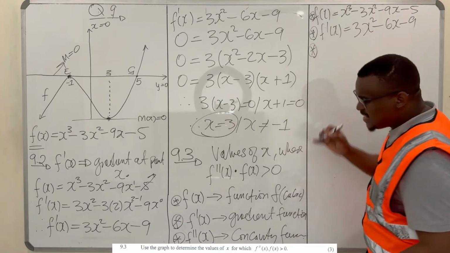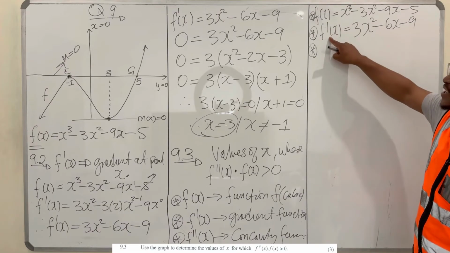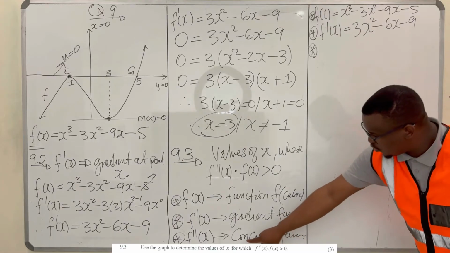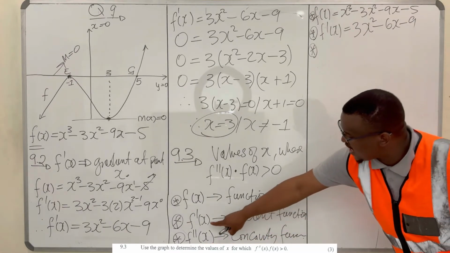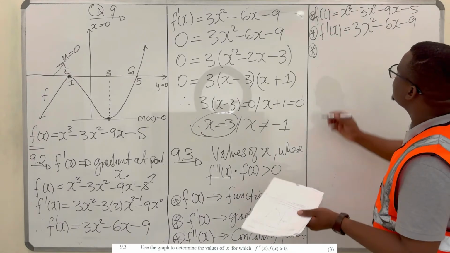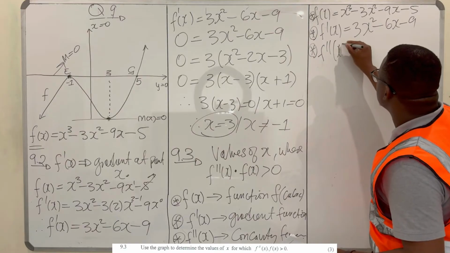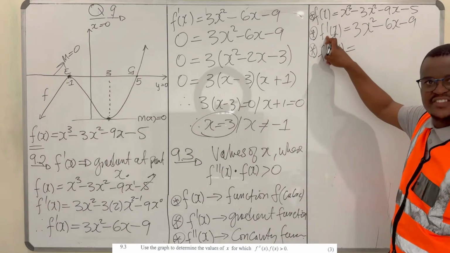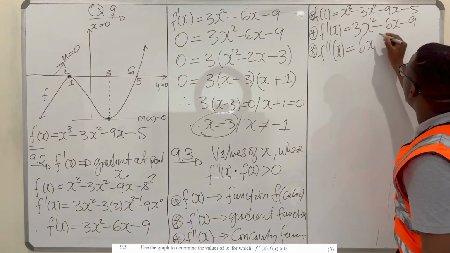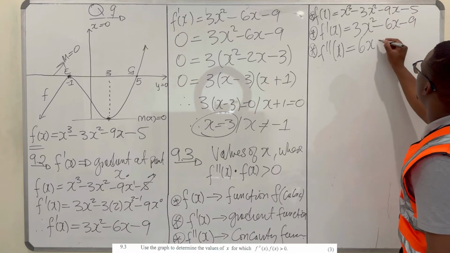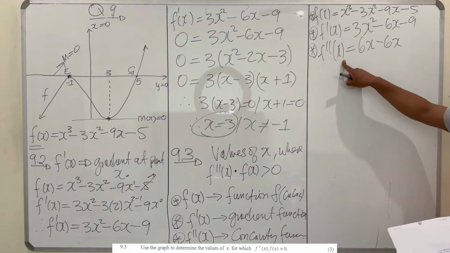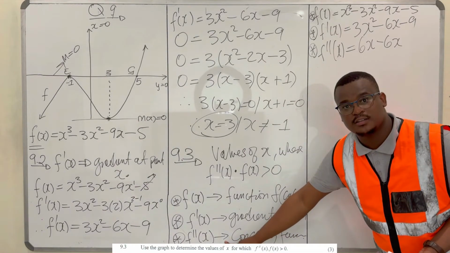And then now, for the second derivative, you derive your first derivative to get f prime prime at x, because if you want the concavity function f prime prime, you need to derive the gradient function. So it will be 3 times 2, which is 6. On that 2 you subtract 1, then it's just x. Minus 6. So this is your second derivative, which I call the concavity function.